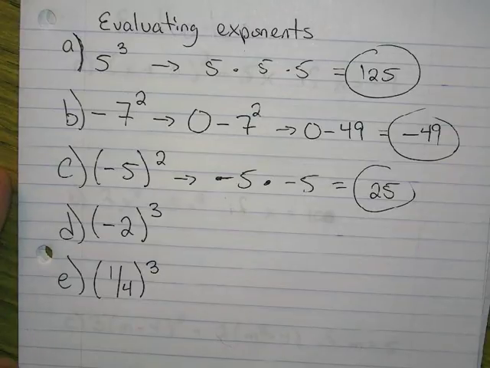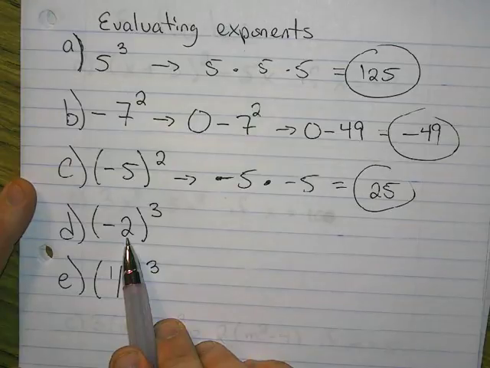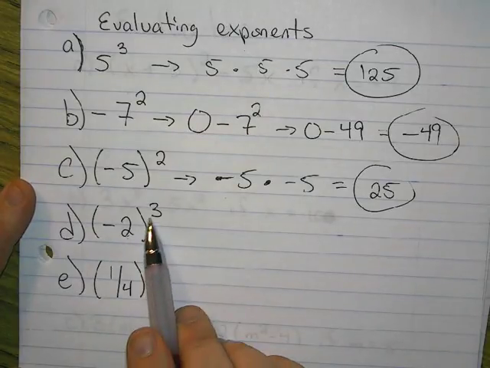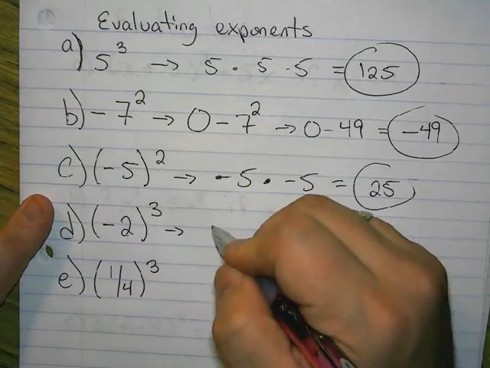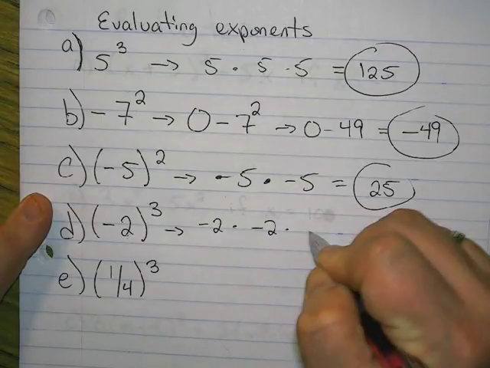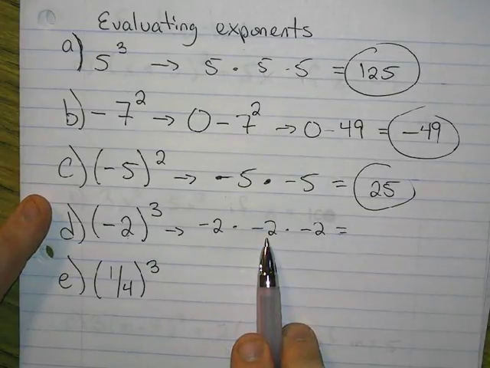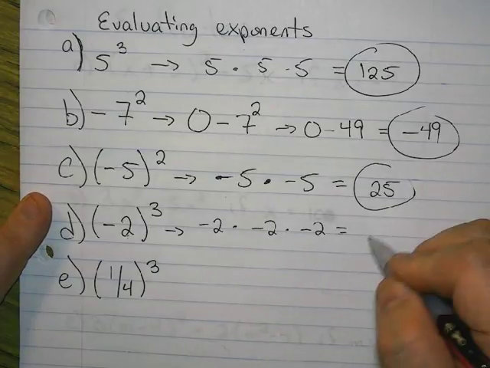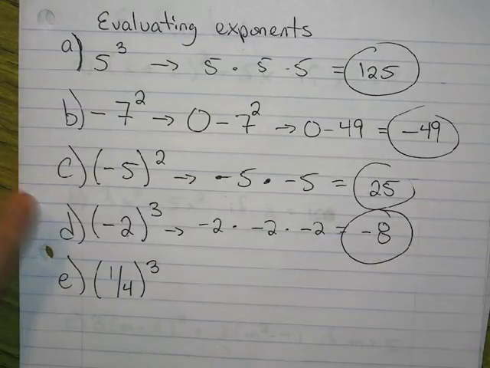In D, we're kind of going to put the two things together. We have a negative number that becomes negative because of the parentheses before we ever get to this exponent. But then that means we have 3 negatives. So we're going to go negative 2 times negative 2 times negative 2. And negative 2 times negative 2 gets us to positive 4. But when we multiply by negative 2 yet again, our final answer is negative 8.